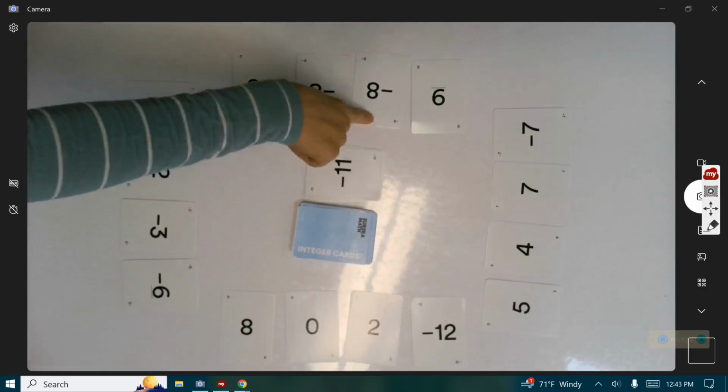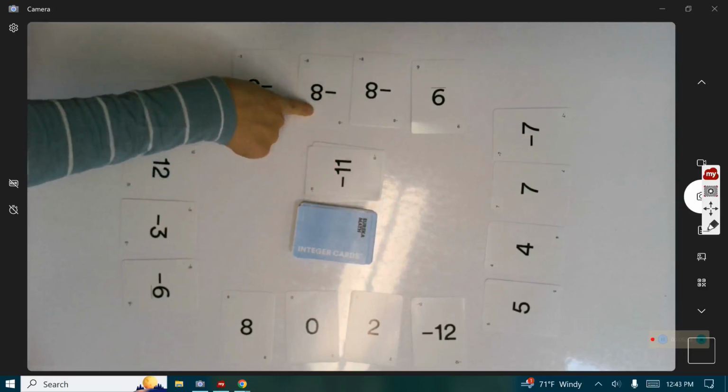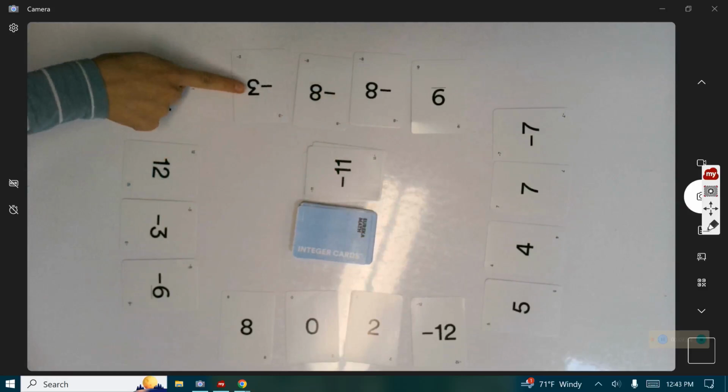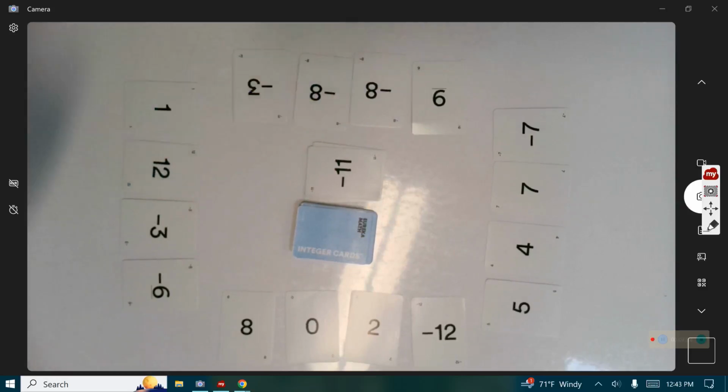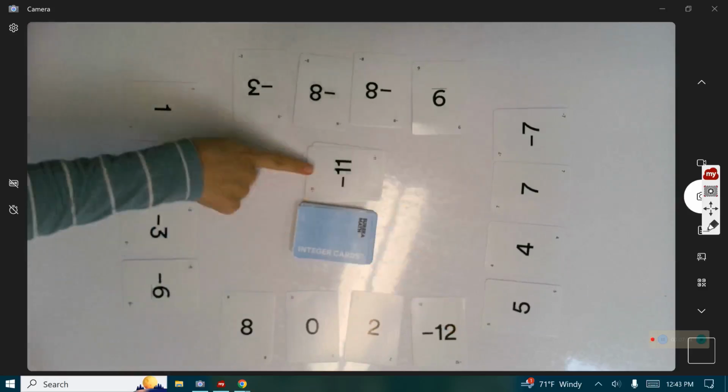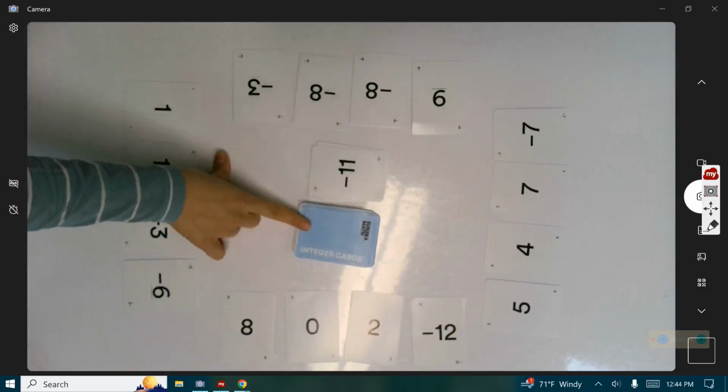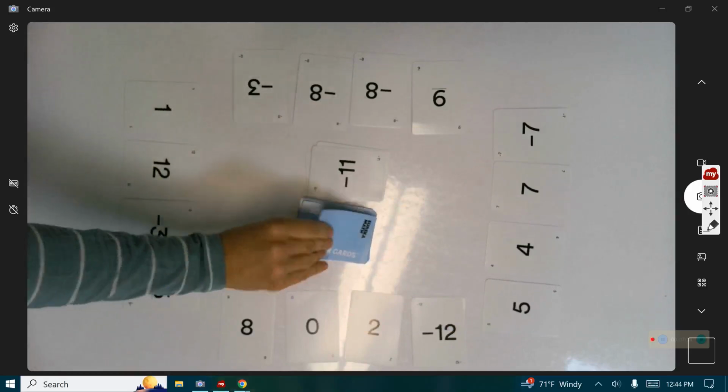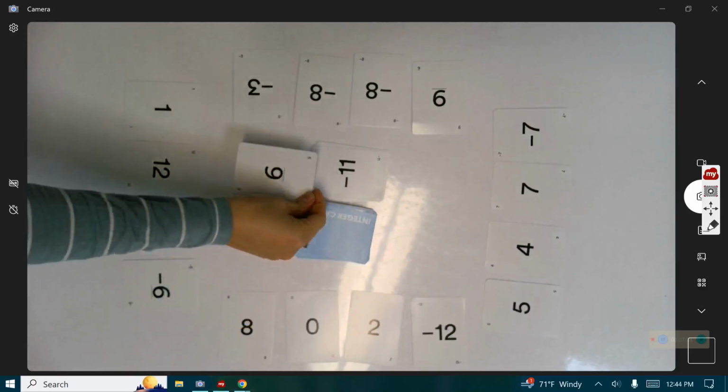So now I have negative 8, and negative 8 is negative 16, negative 17, 18, 19, plus 9 is negative 10. This person can be looking at this negative 11 or risk drawing. So they're going to draw, and they drew a 6.